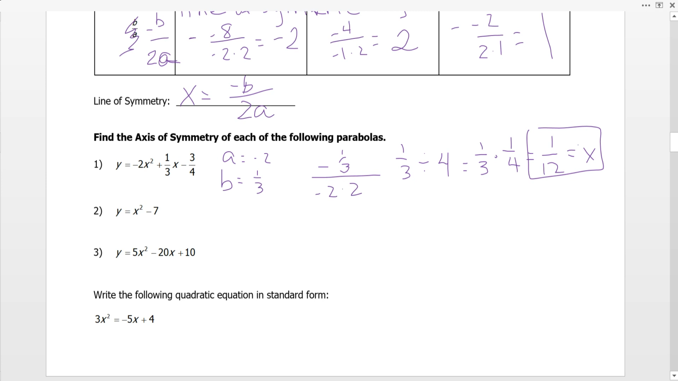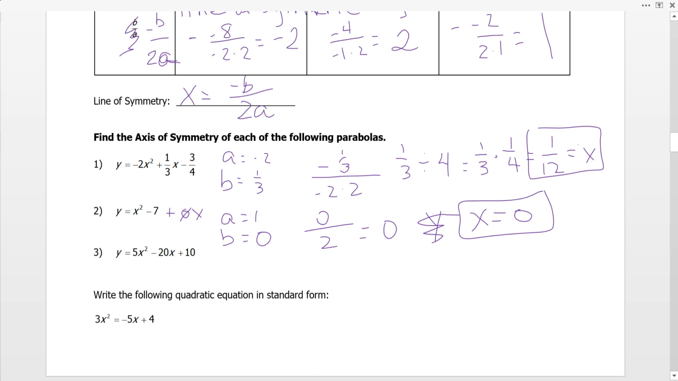Okay. So the next one, notice that we're missing something. We're missing our b. So a equals 1, b equals 0, which solves that problem right now because I have 0 over 2, which is 0. So x equals 0 is my axis of symmetry, so it goes through the y-axis.